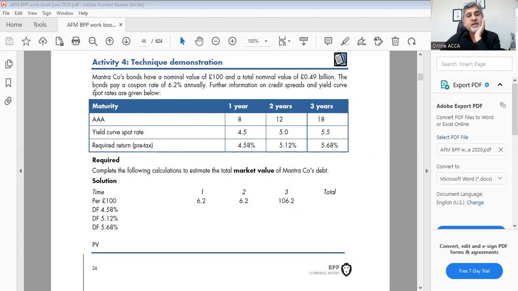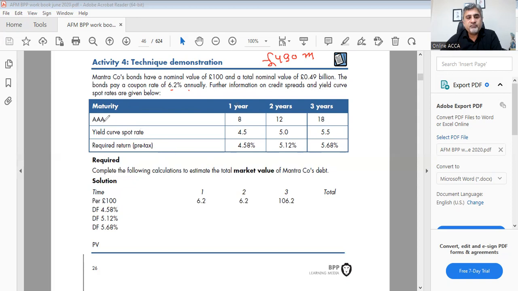What we need to do, it says Mantra company's bonds have a nominal value of $100 and a total nominal value of 0.49 billion pounds, which means that 490 million worth of bonds we have issued. So we have issued 490 million pounds worth of bonds, where each bond is 100 pounds. The bonds pay a coupon of 6.2% annually. Further information on credit spreads and yield curve spot rates are given below.